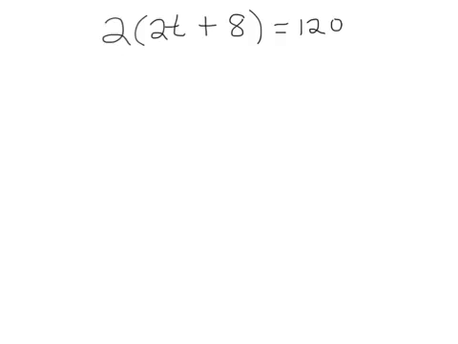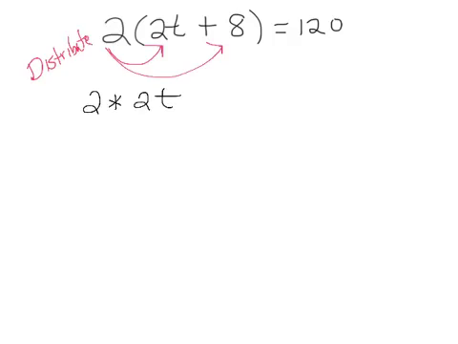When you see a number next to a parentheses and there's no sign there, that means to take this number and multiply everything inside the parentheses. That's called distribution. We're distributing that 2 to everything inside parentheses. So 2 times 2t would be, well, let's just write these out separately. 2 times 2t. Remember the asterisk means multiplication.